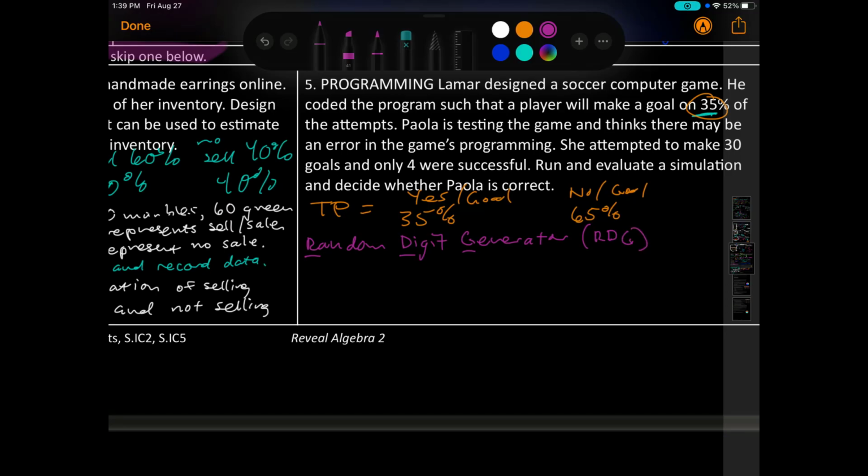And basically, numbers 1 to 35 will be, so we're assigning these numbers. So if you get the number 1 to 35, it's a goal. Numbers 36 to, actually it should be 0 to 34. And we can just do 36 to 100 is a missed goal. Missed goal.